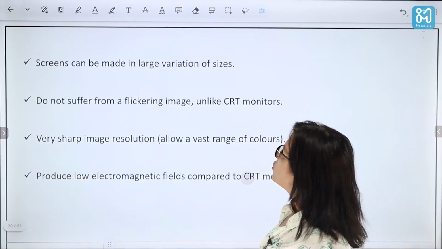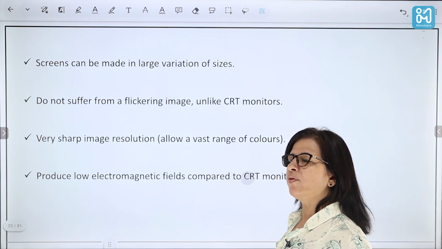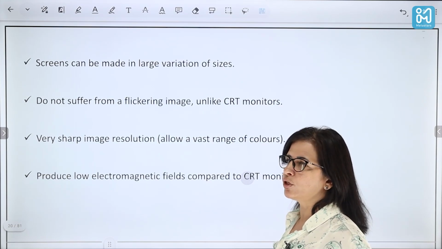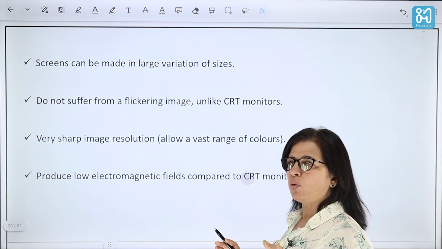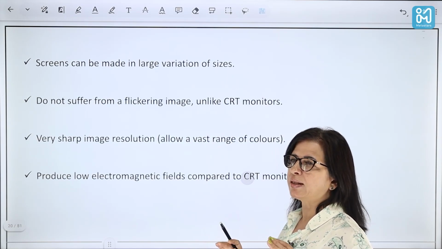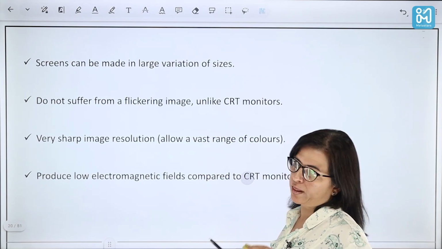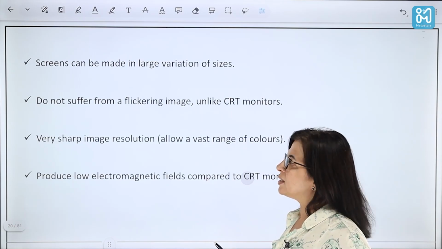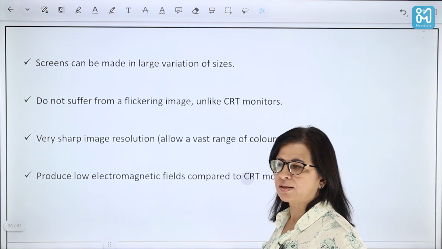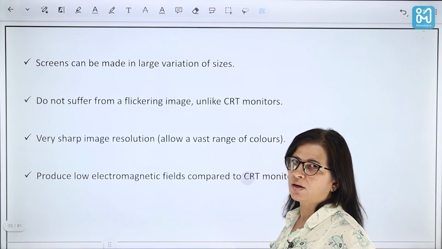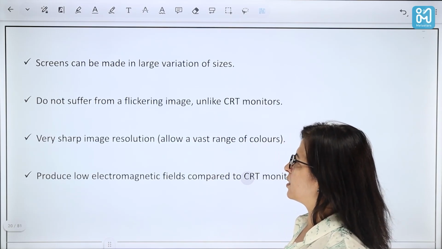Screens can be made in a large variation of sizes. While with CRT, there is a limitation because, as I told you, the cathode ray tube, that vacuum tube, should be of a specific dimension, and it is hard to manufacture with different sizes. It could be done, of course, but not as easy as for a smartphone or tablet or laptop. So CRT will not work in this situation.